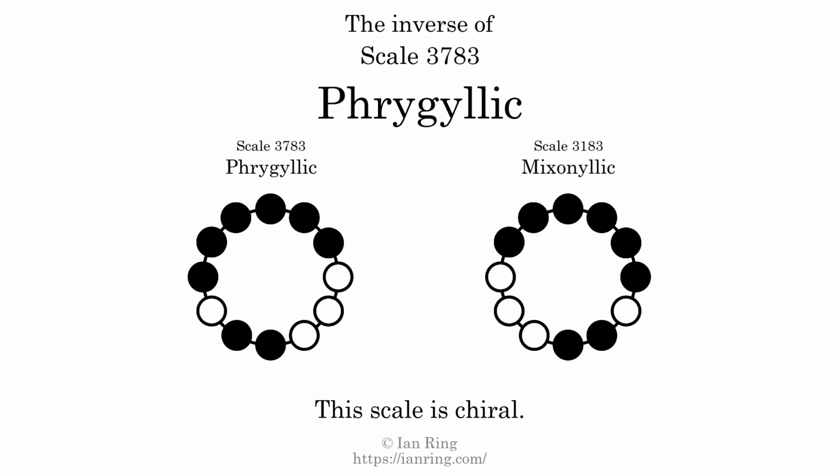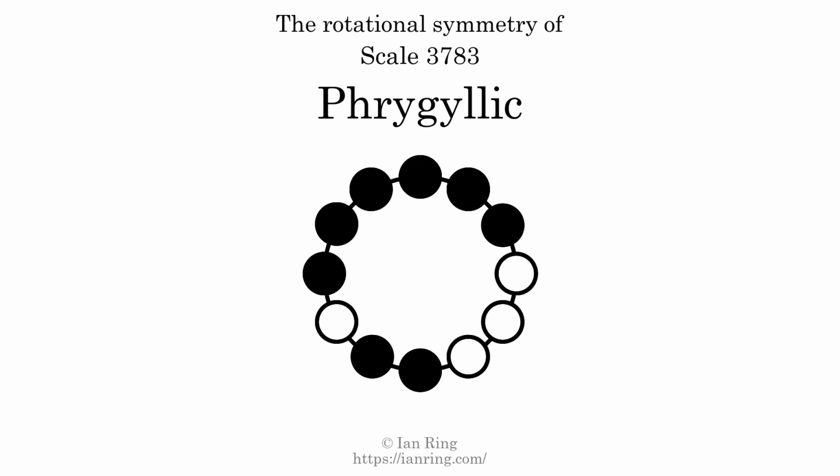The inverse of a scale is a mirror image. It is what you get when the sequence of intervals is reversed. The inverse of this scale is scale 3183, also known as Phrygyllic. This scale is chiral. It cannot transform into its inverse by rotational transformation. This scale has no rotational symmetry.